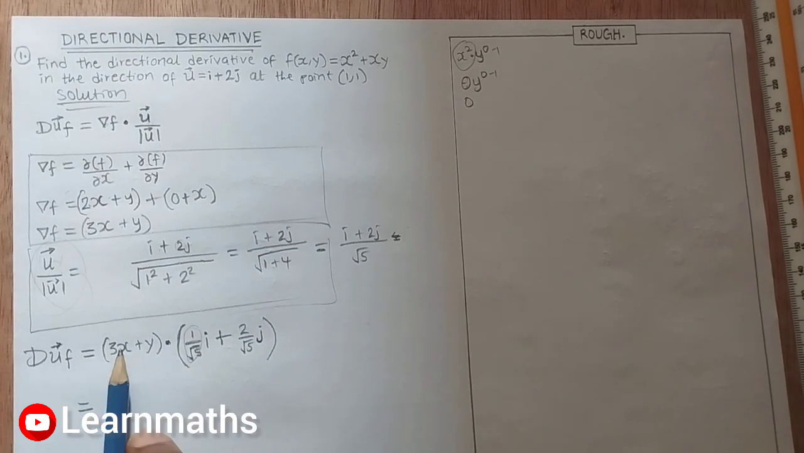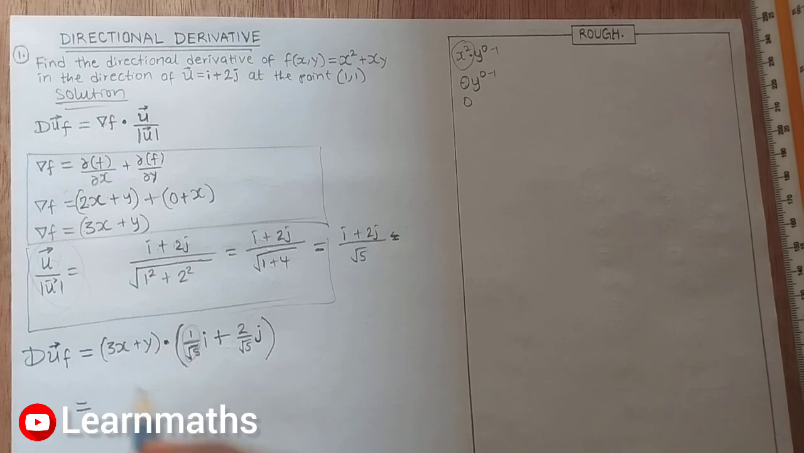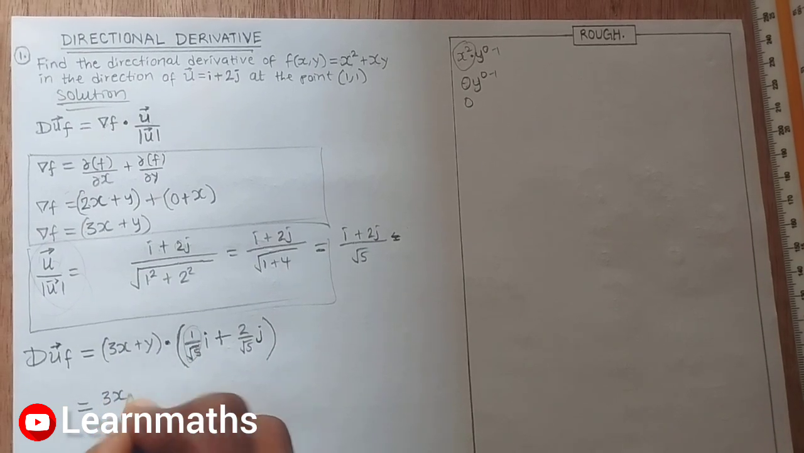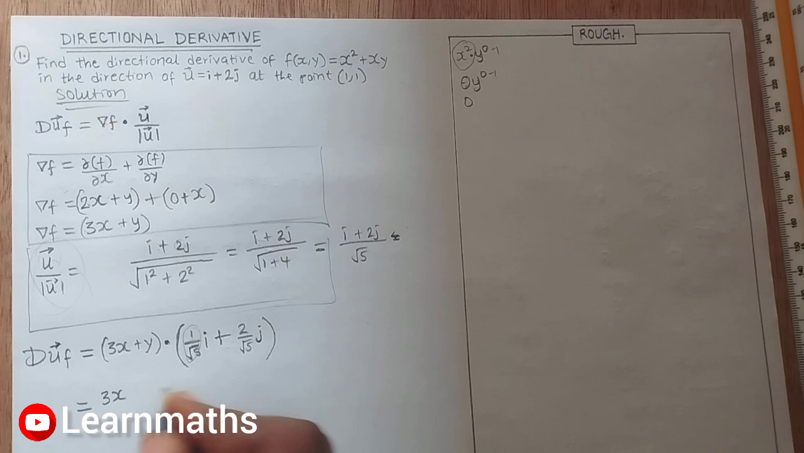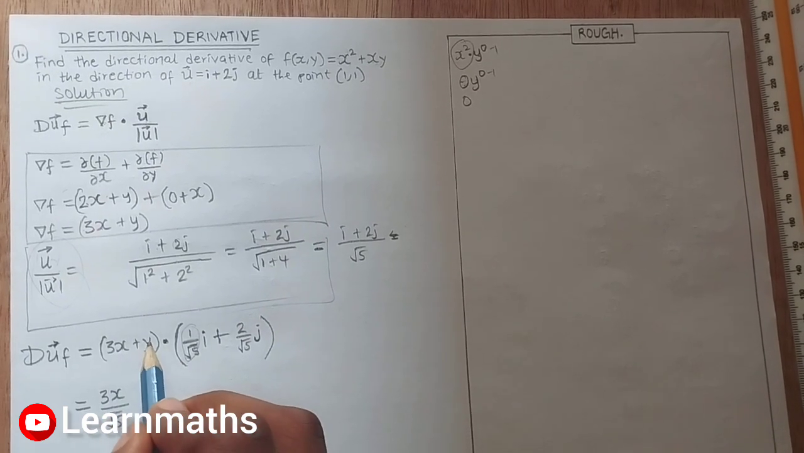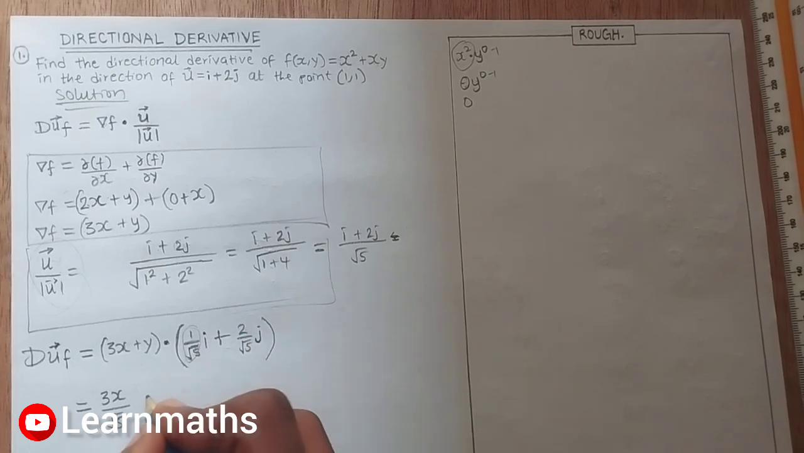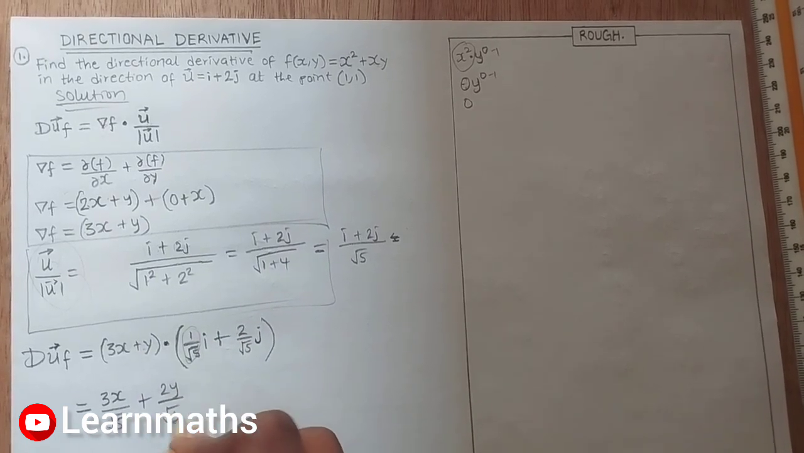I'm going to multiply the x component with the i component. So this is going to be 3x times this. That's 3x times 1, that's just 3x, over the square root of 5. Then I'm going to multiply the y component with the coefficient of the j component. That's going to be 2y, 2y over the square root of 5.